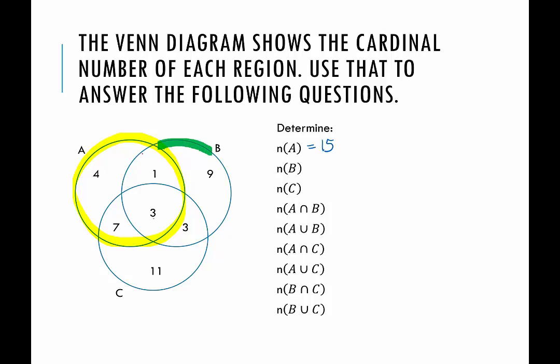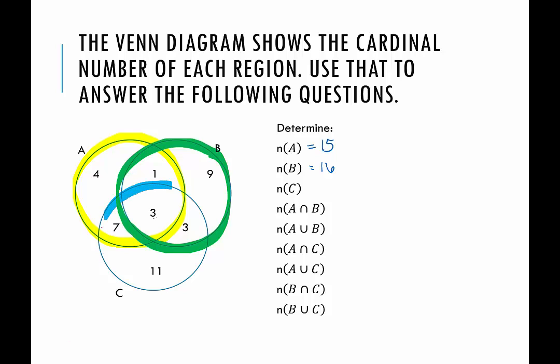Set B is going to be anything in here. So we have 4 regions in set B. And we want, let's see, we have 1 plus 9 is 10. 3 plus 3 is 6. So set B has a cardinality of 16, which indicates that there are 16 elements in set B.